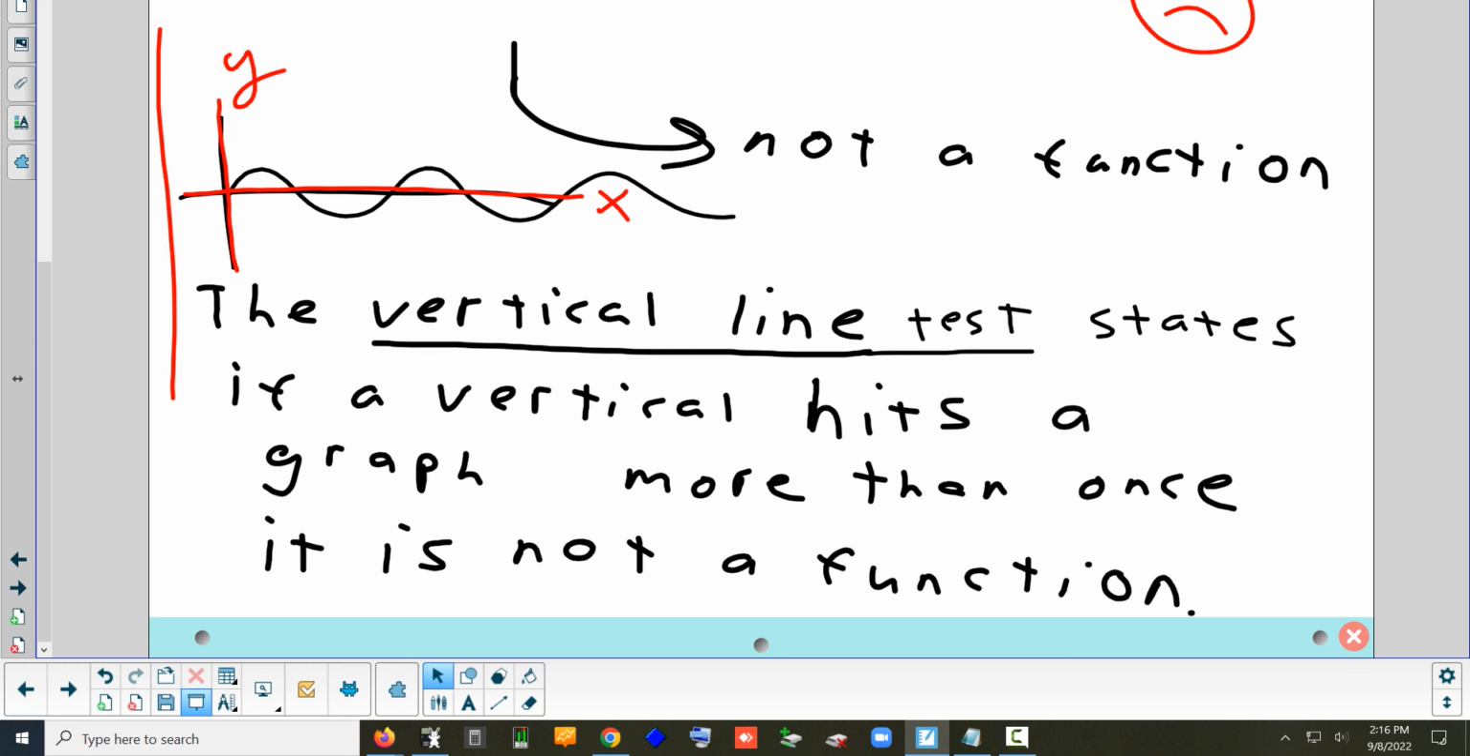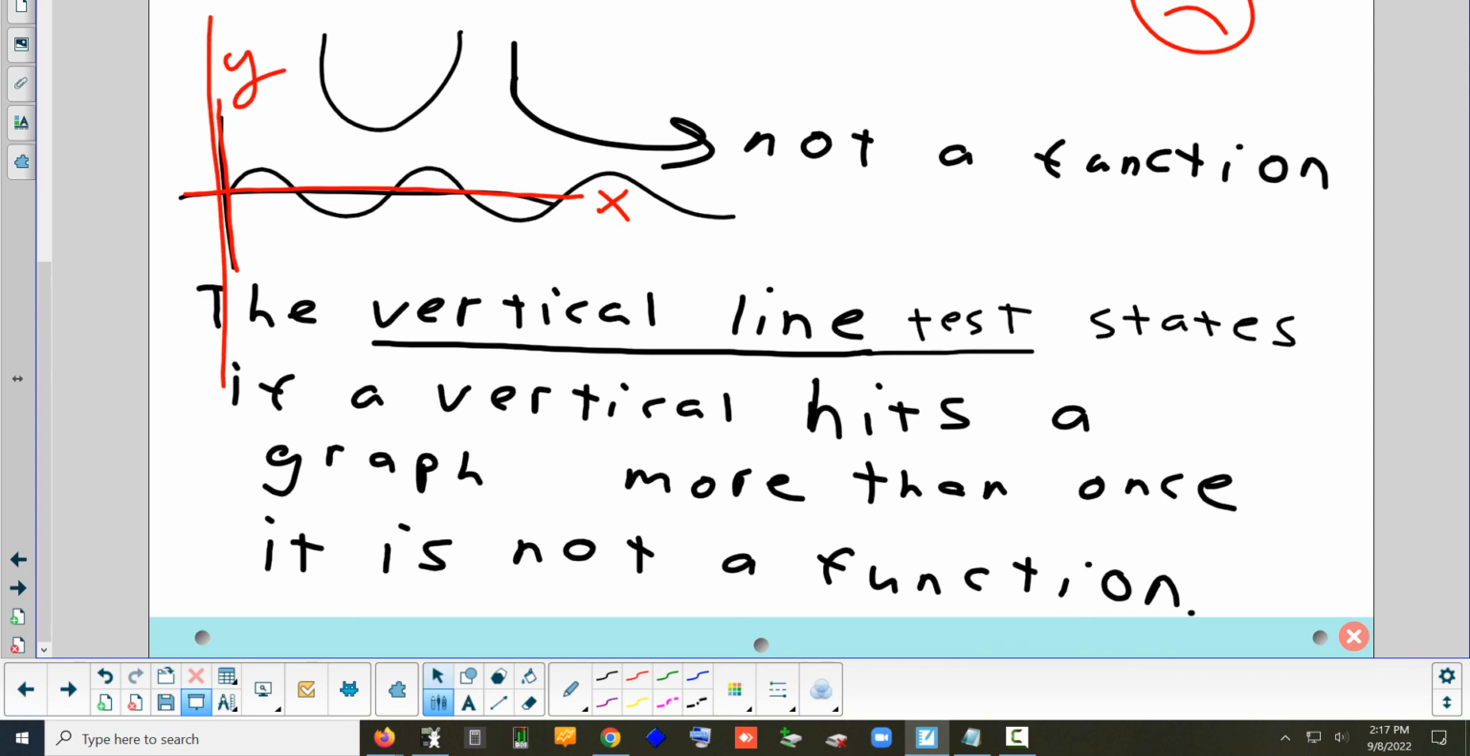How about a parabola? Would that be a function or not a function? Yeah, that's fine. Because if you draw a vertical line, I don't care where you put it, it's never going to hit the parabola more than once. No matter where you put it. Because to hit more than once, the sides would have to be vertical. The sides in a parabola never quite get vertical. They get close, but they don't. Questions on that?